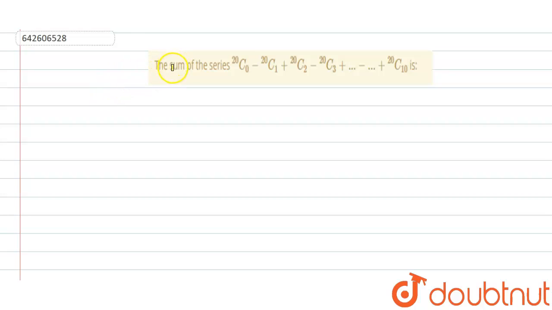Hello everyone. The sum of the series 20C0 minus 20C1 plus 20C2 minus 20C3 plus and so on up to 20C10 is. So let us take the solution of this question.